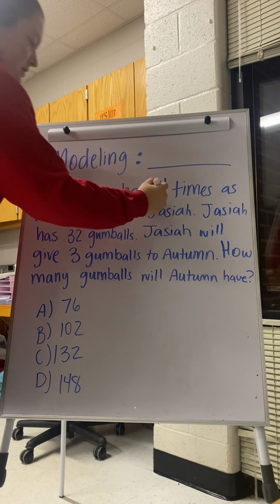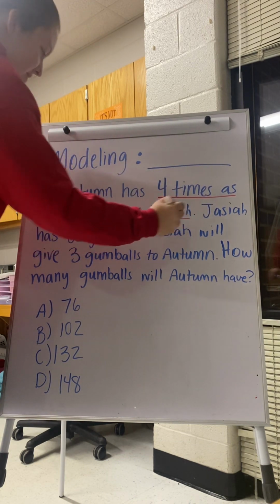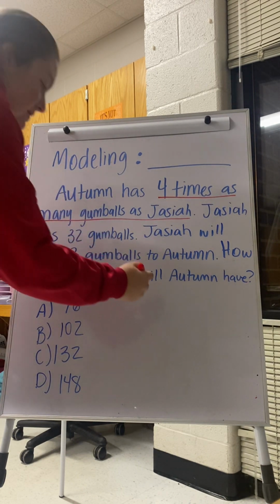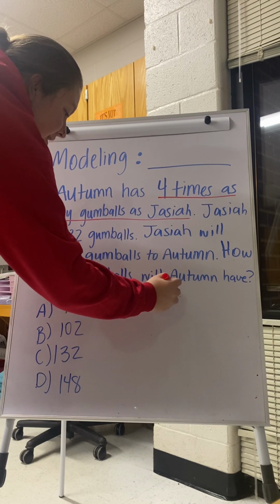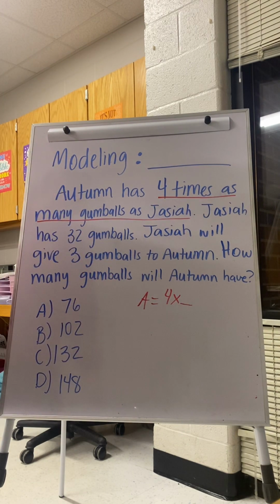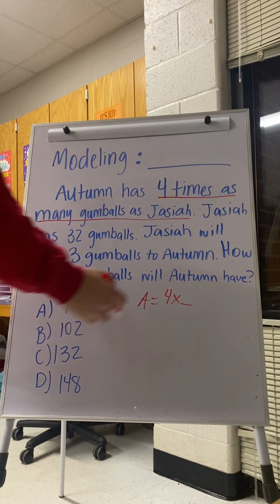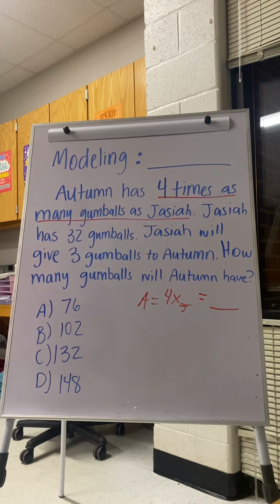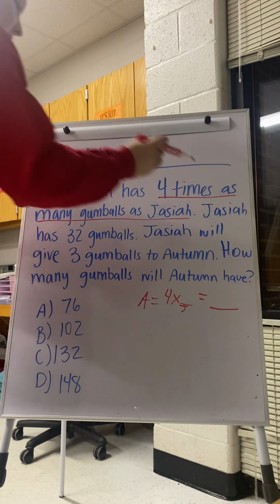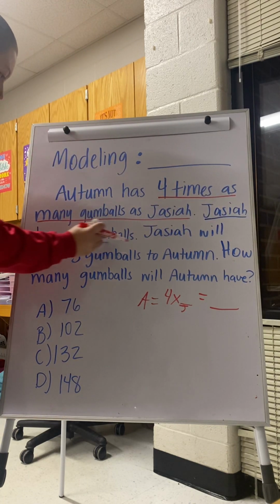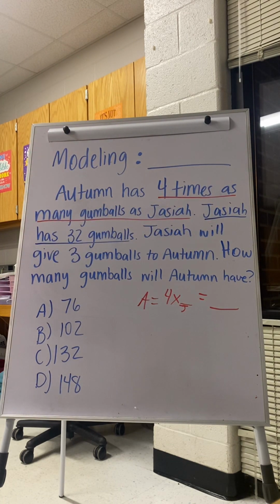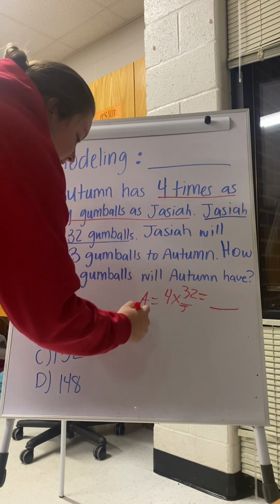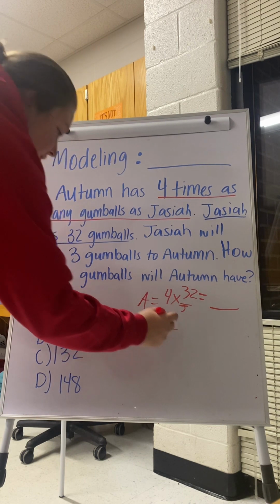Autumn has 4 times as many as Josiah. So right now we don't know Autumn's total amount, and so this is where I would start making a list. Autumn equals 4 times something, okay? 4 times Josiah's amount, which we don't know, okay? So I'll put a J here for Josiah's amount. Let's keep reading again. Josiah has 32 gumballs, so this is a different piece of information. Since we now know how many Josiah has, and Autumn has 4 times as many as him, we're going to insert a 32 right here and also say Josiah's amount is 32.